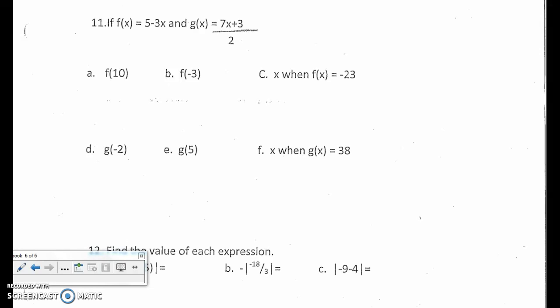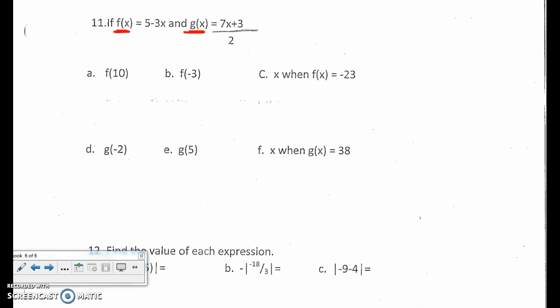All right, so when you have a function, it looks like f of x equals 5 minus 3x, or g of x equals (7x plus 3) divided by 2. Okay, it looks like this, f of x and g of x, when you're given a function. Now you have to know that when they give you two functions, you have to make sure you're using the correct function for each problem.